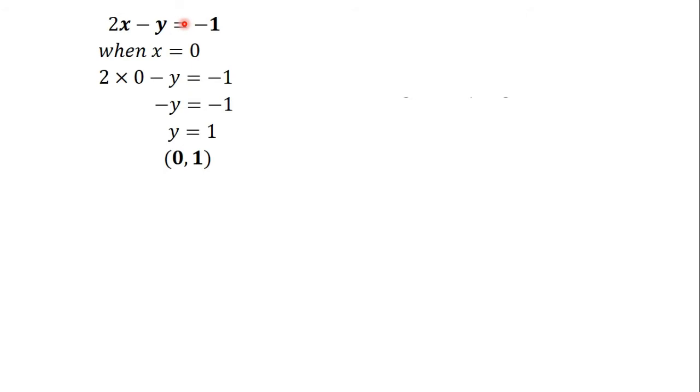I'm going to do another assumption. When y is equal to 3, what will be x? You have 2x minus y, where y is now 3, so it's equal to minus 1.